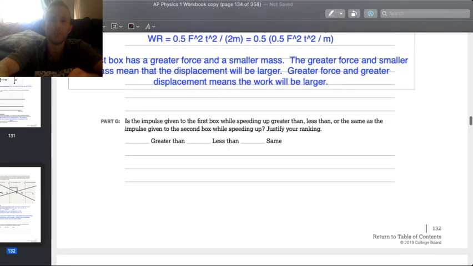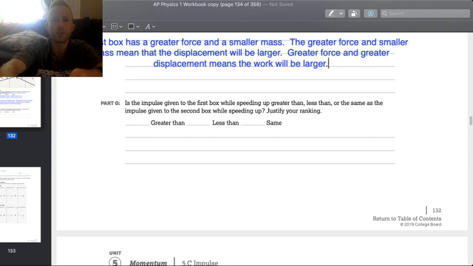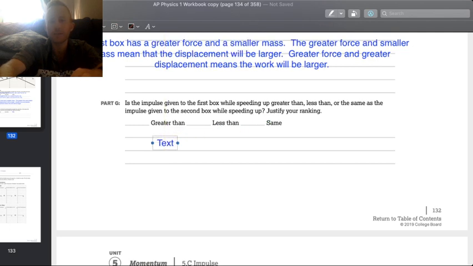All right, is the impulse given to the first box while speeding up greater than, less than, or the same as the impulse given by the second box? So impulse, which is denoted by J, is F times T.